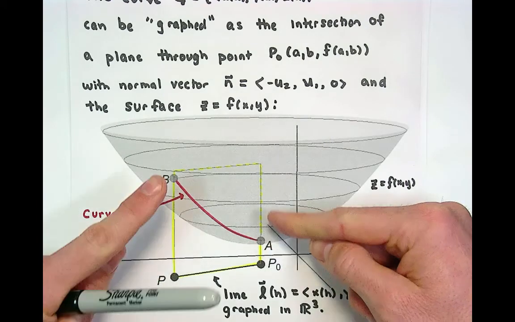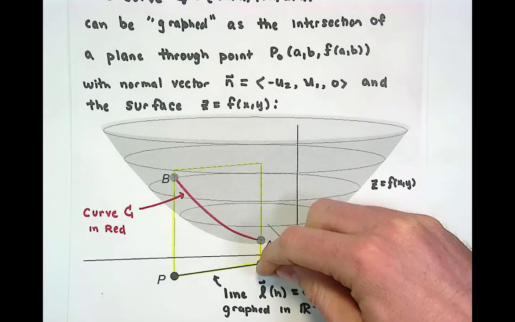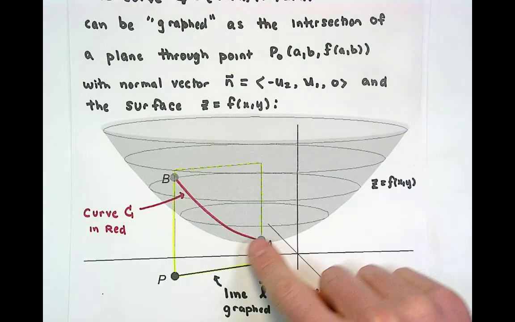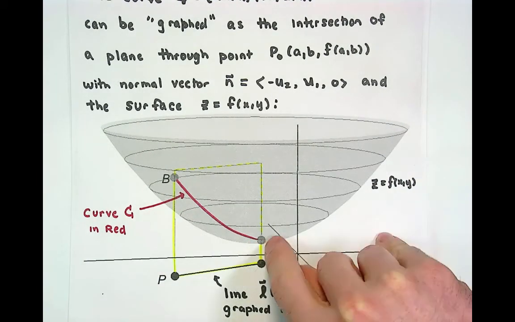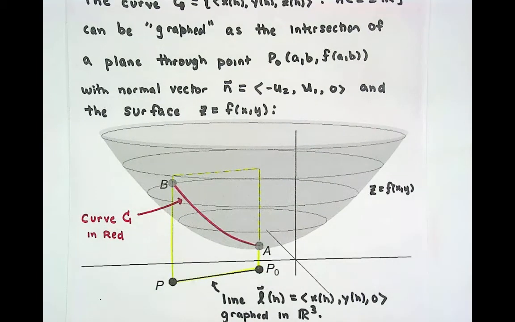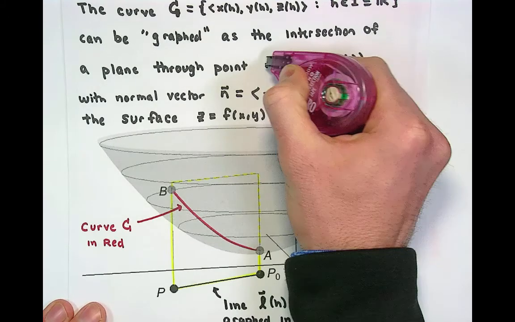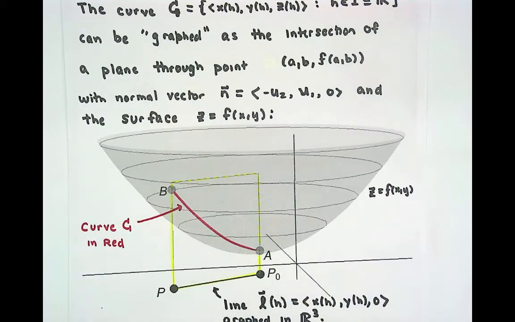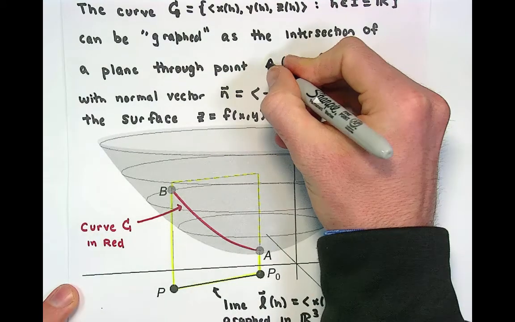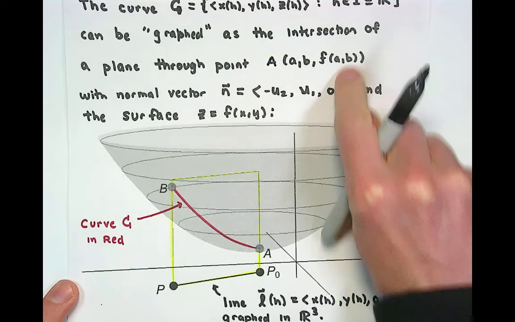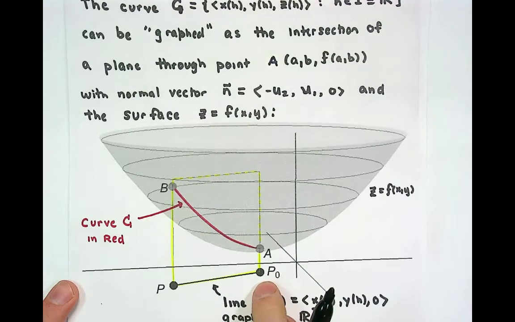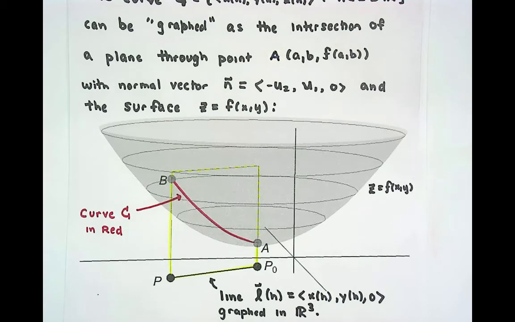And then we have some plane defined by this line. And again, the plane is defined by a normal vector and then a point. So here's the point that we're going to graph through. Oh, I guess in this case, I actually said that the point was point A. Sorry about that. Point A is the one on the surface. Point P naught would be the one in the XY plane.